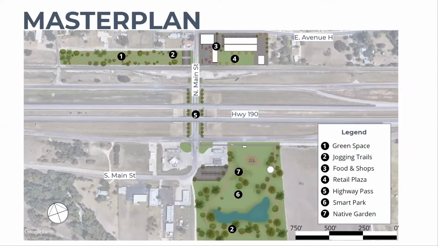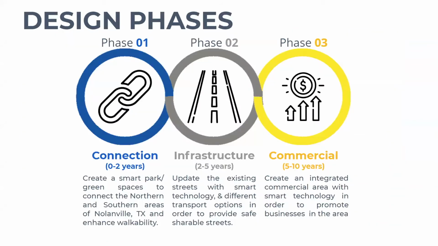Our master plan shows areas of proposed development which are designed to make Nolanville a smarter city. The area is located in the center of the city and involves elements such as a green space on the north side with jogging trails, a smart park with smart technology on the south side, and an area of commercial development. We have 3 design phases.